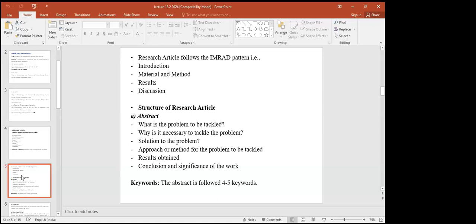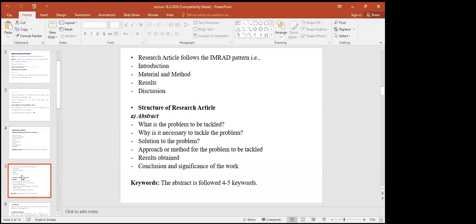What is the solution? Solution means what method you are going to use so as to tackle that problem. So it is the solution. Solution means the method or approach. It has to be very short. Then what are the results? The main results have to be highlighted.